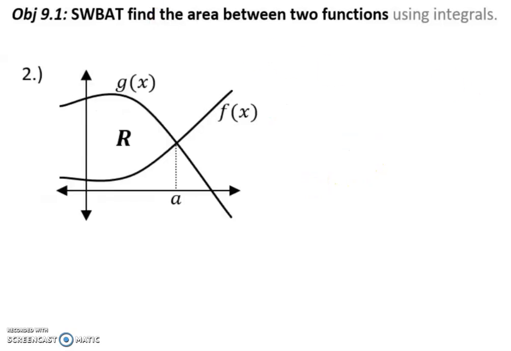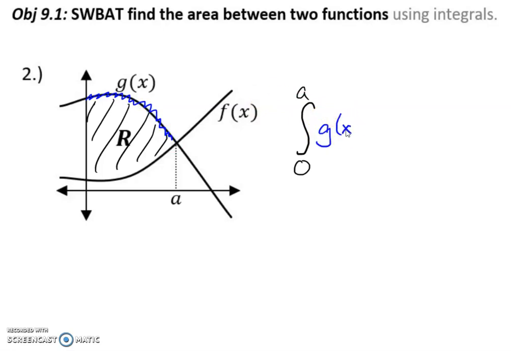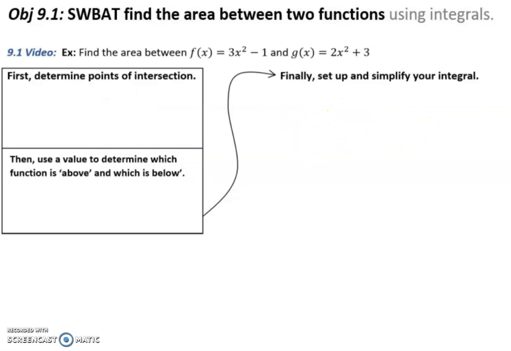For an example, let's take a look at this one. We would set this up as an integral. The area of R would be an integral. It looks like that shaded area goes from 0 to a. Our upper function is this function during this time, so that would be g of x, minus our lower function during this time is down here, f of x. So our integral is the integral from 0 to a, g of x minus f of x. If you can set these up, after that everything is just everything that we've learned before.